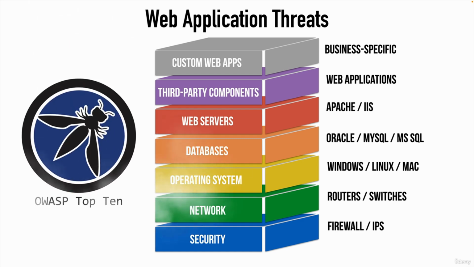OWASP, the Open Web Application Security Project, is the best resource for learning about web application threats. They have a top 10 list that is a standard awareness document for web application security, and they've assessed the top web application threats in the world. The most recent update to this list was in 2021. So let's talk about this list, and let's talk about what the different threats to our web applications look like.